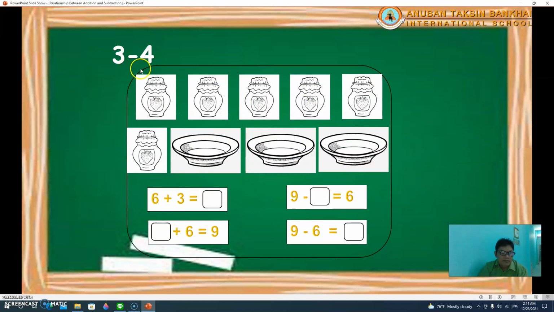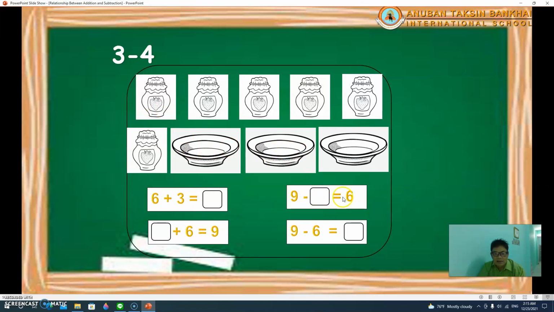Number 3 and number 4. Okay, 1, 2, 3, 4, 5, 6. 1, 2, 3. Okay, 6 plus 3 equals 1, 2, 3, 4, 5, 6, 7, 8, 9. So 9. Okay, blank plus 6 equals 9. So 3 plus 6 equals 9.